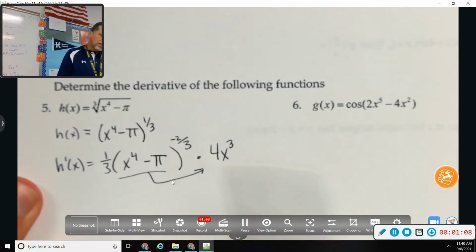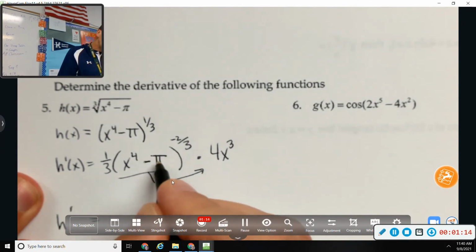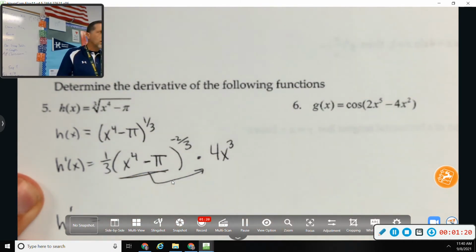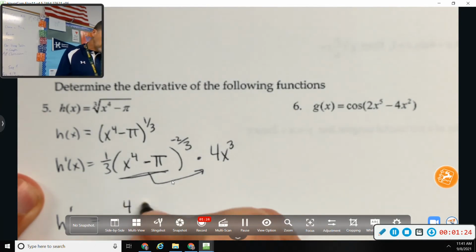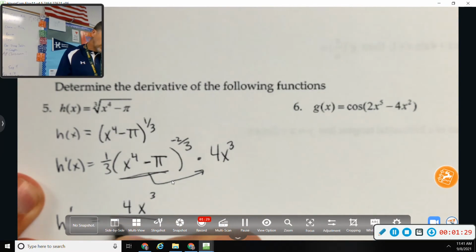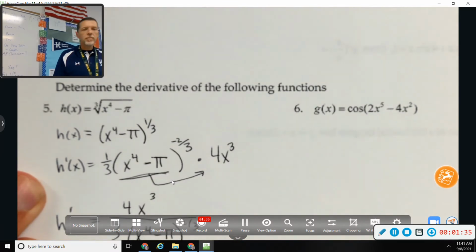Free response, safe stop, you're good. Don't you need to put on that negative pi though? No. The derivative of x to the 4th minus pi is 4x cubed. Cleanup work. 4x cubed in the top, that 3 in the bottom, x to the 4th minus pi to the 2/3 in the bottom.